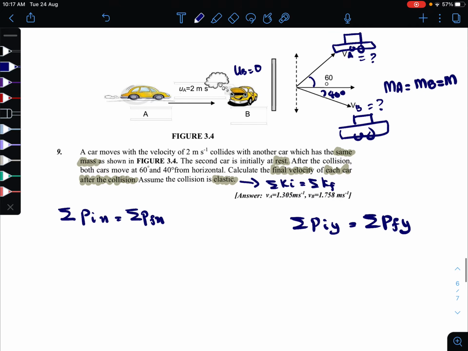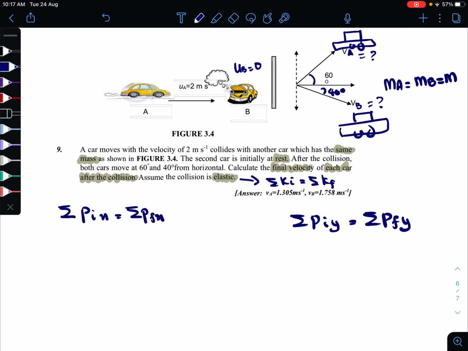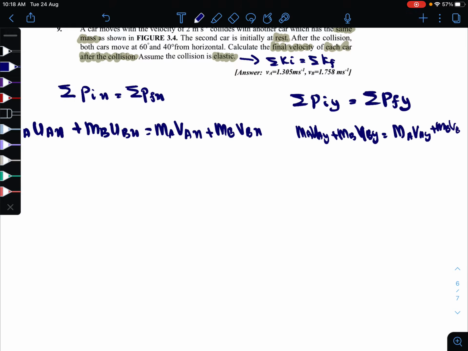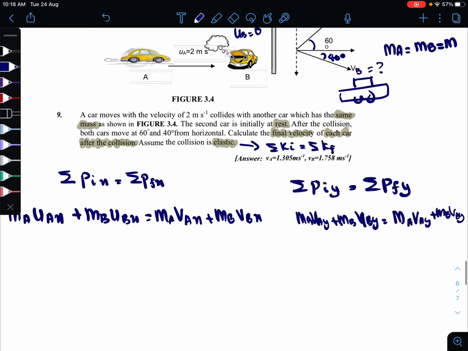So we are going to start with the X component first. So what we are going to do adalah we are going to insert the equation first, MA UA along X only plus with MB UB along X is equals to MA VA along X plus with MB VB along X. Begitu juga you are going to have MA UA along Y is equals to, this is U, maaf, MA VA along Y plus with MB VB along Y. Alright, so let us first look at the X component.